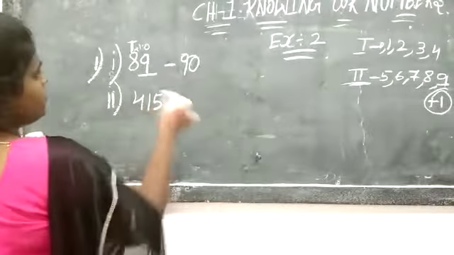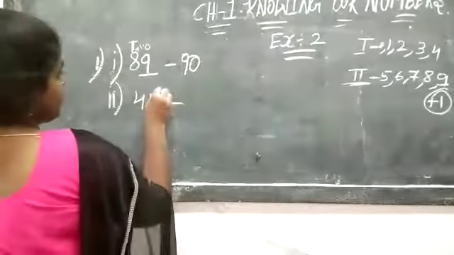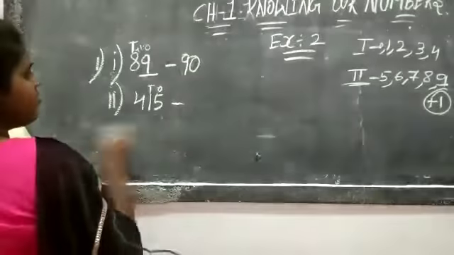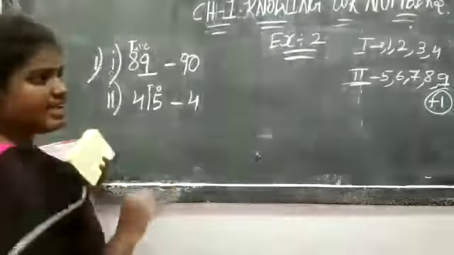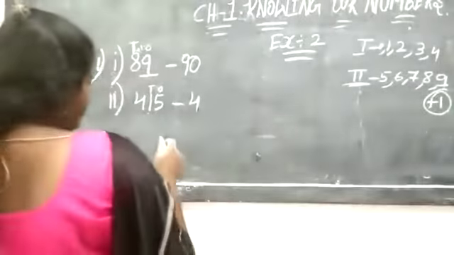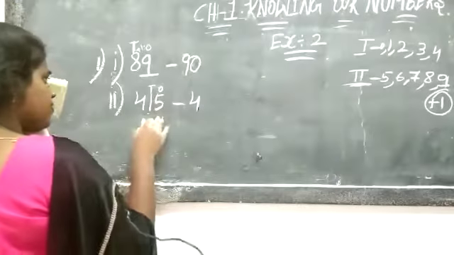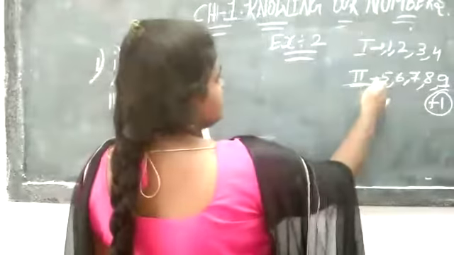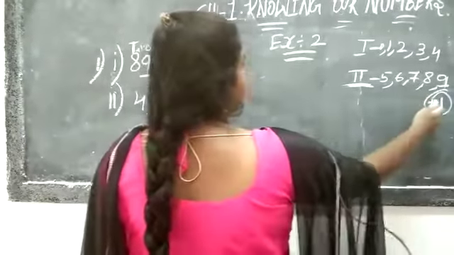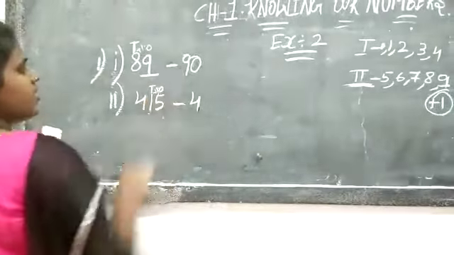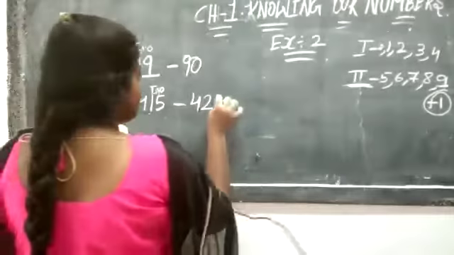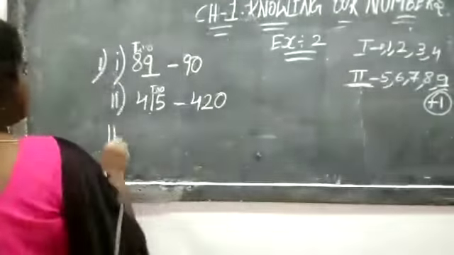Now next, second sum: 415. No need of checking your hundreds place. You write the hundreds place like that only. Just check only the ones and tens place. Now here the ones place is 5. Which train is the 5 passenger in? Second train. In the second train, how much do you need to add? 1. Where do you need to add? In your tens place. 1 plus 1 is 2. Your ones will be 0.